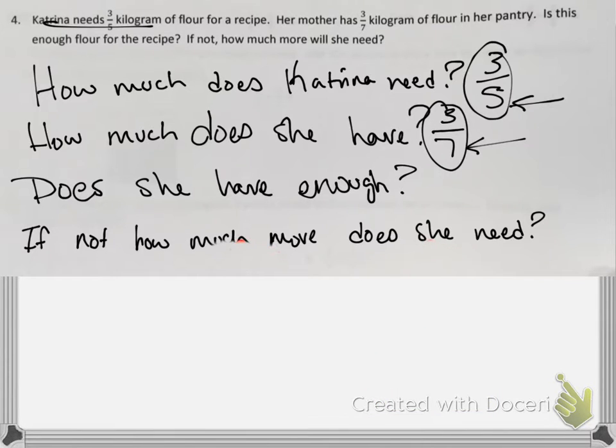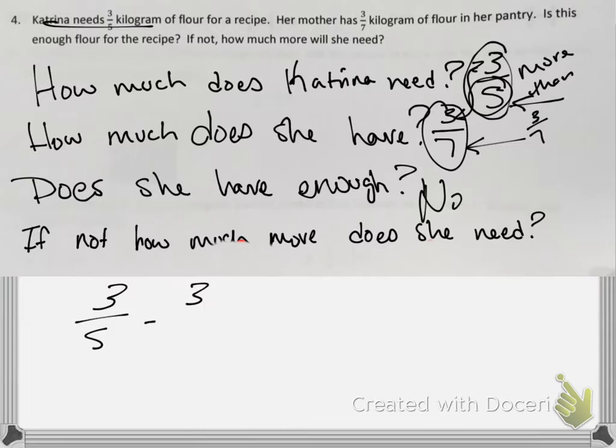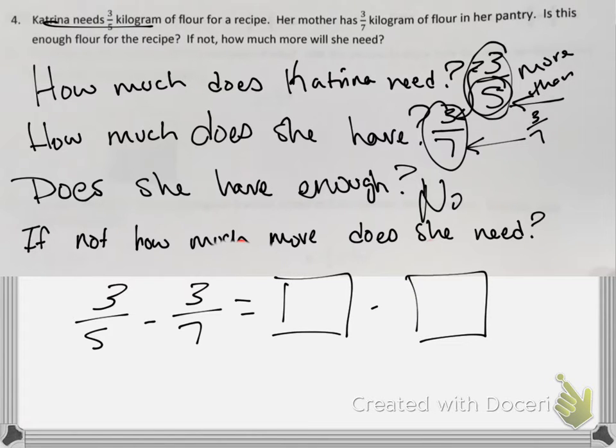So we can also check because their numerators are the same, but this denominator is smaller, we can automatically tell that this is more than 3/7. So no, she does not have enough. If not, how much more does she need? Well, to figure out how much more she needs, it's a simple subtraction problem. We're just going to do 3/5 minus 3/7. Find out what that is using the rectangular fraction model, and then numerically.